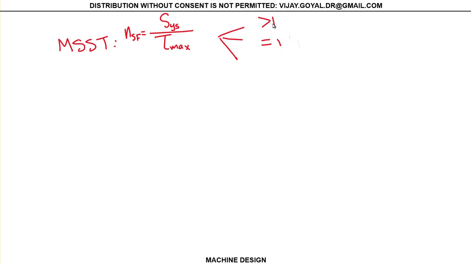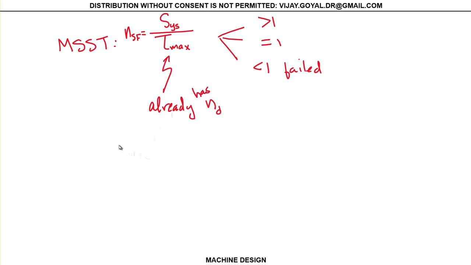So this is onset of failure. Greater than 1 is safe, and less than 1 is failed. Okay. So this is what the theory actually consists in. And remember that this tau maximum already has your design factor integrated into it.